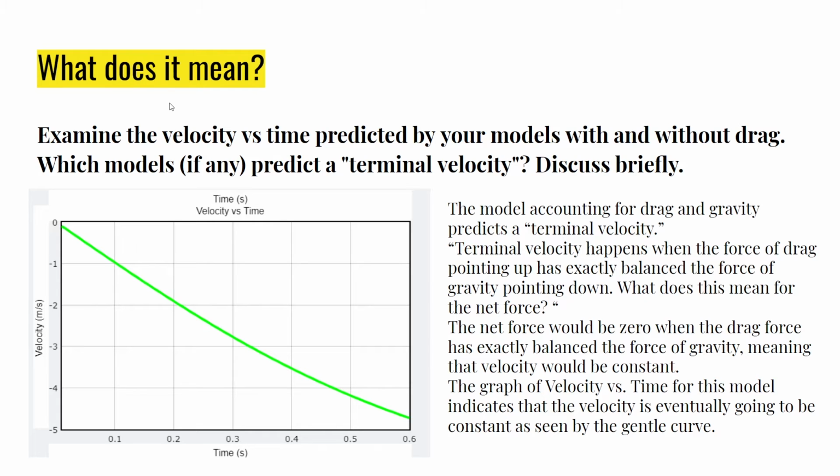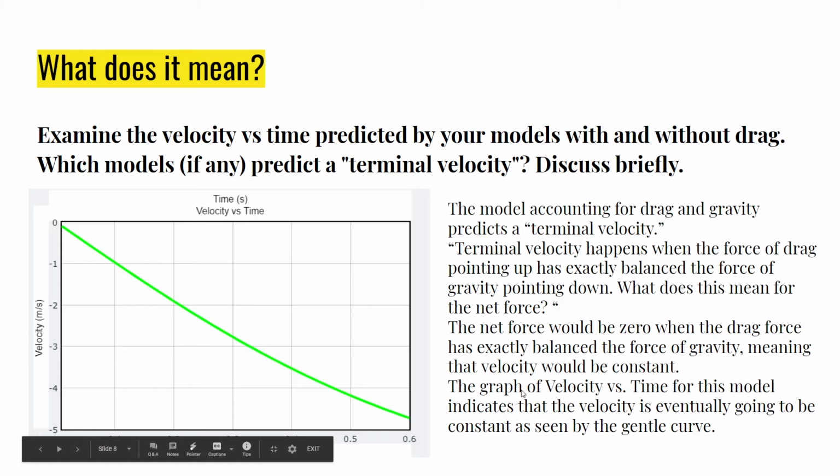Moving on to the final questions. What does it mean? Examine the velocity versus time predicted by your models with and without drag. Which models, if any, predict a terminal velocity? So the model accounting for drag and gravity does predict a terminal velocity. Terminal velocity is defined as what happens when the force of drag pointing up has exactly balanced the force of gravity pointing down. What does this mean for the net force?